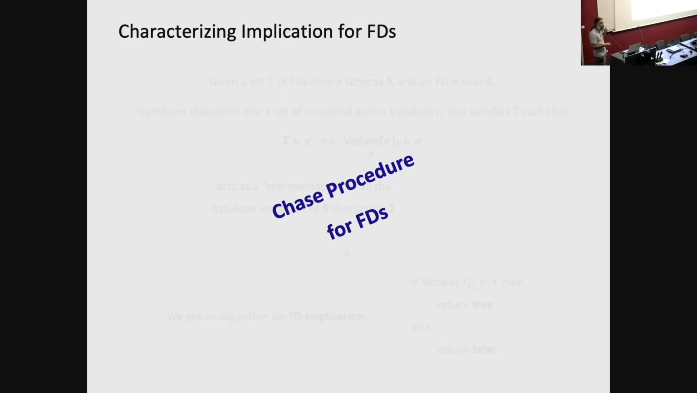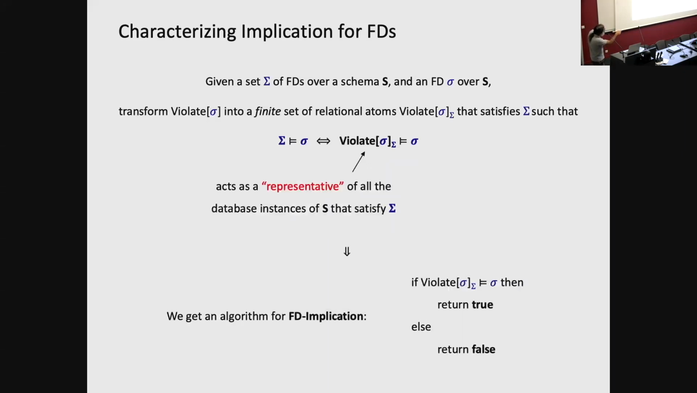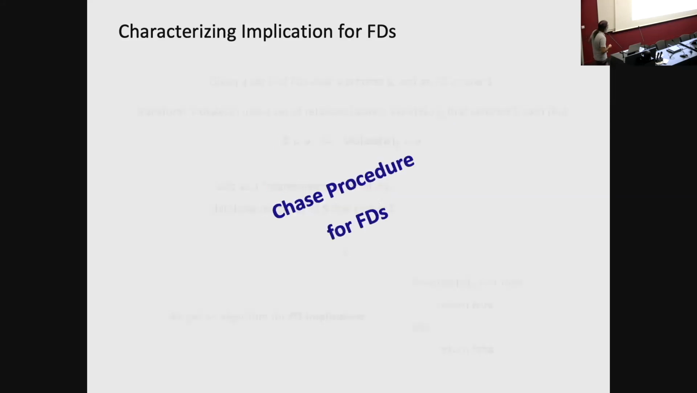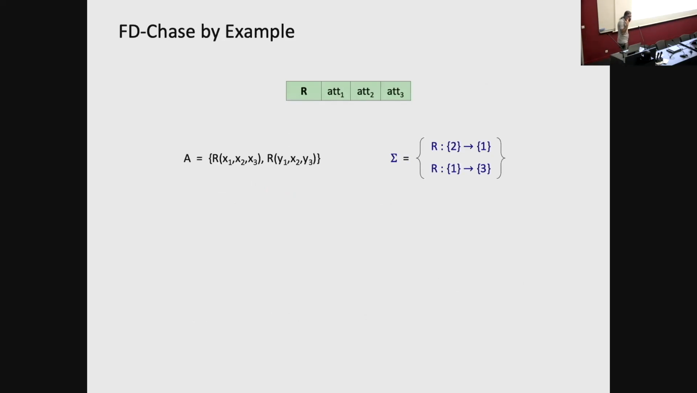So the chase procedure is precisely a way of transforming such a set of atoms into some other set that satisfies a set of constraints in the most general way. Let's see this via a simple example. It's a very simple algorithm, right? It's a very simple procedure. We just need to formally define it. But let's see this via an example first. And here I say FD chase just to clarify that I'm talking about the version of the chase that operates with functional dependencies, because later with inclusion dependencies, we'll have to do something different.